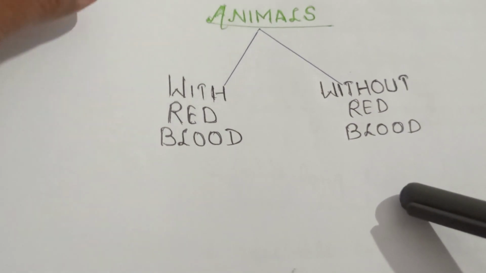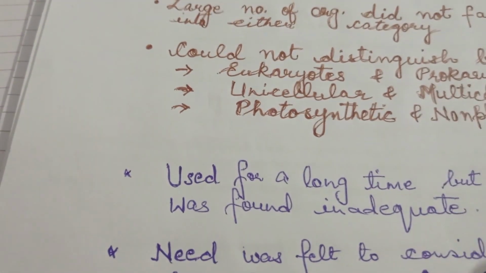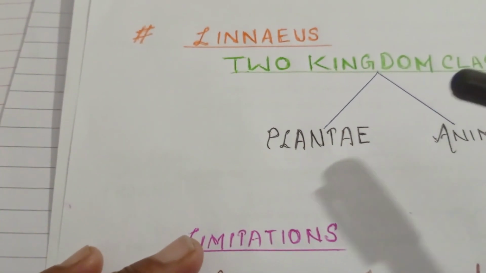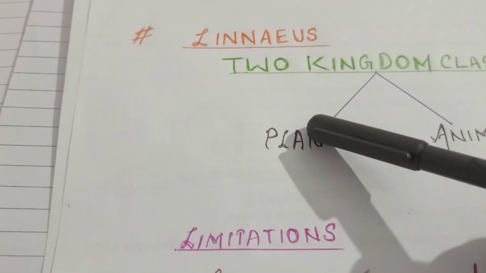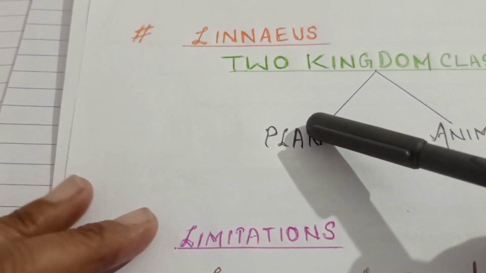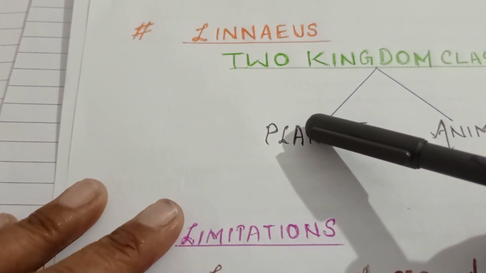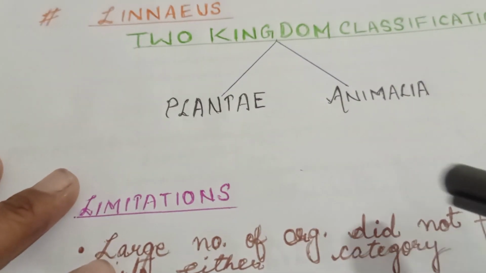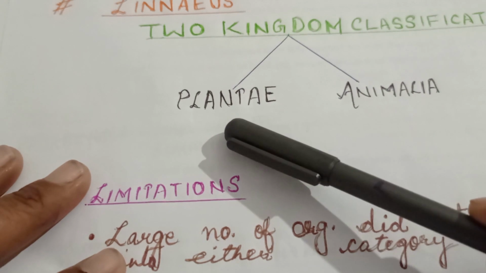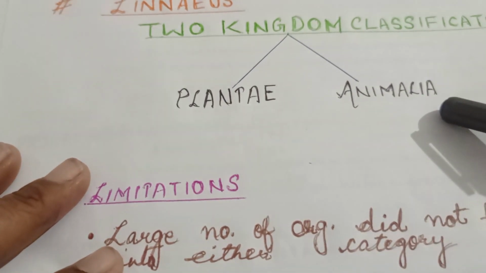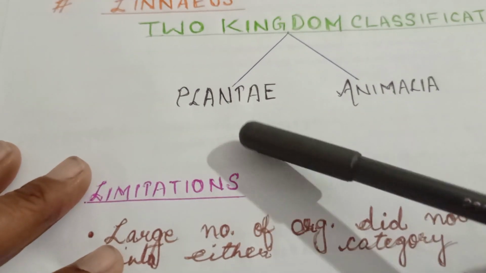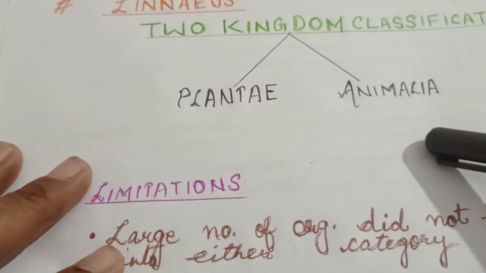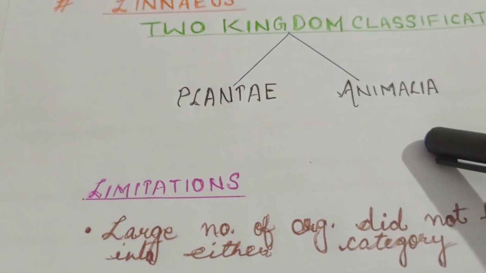Then came Linnaeus's time. Carl Linnaeus, you all know him, gave the two kingdom classification, in which he grouped all the living organisms into two groups, Plantae and Animalia. Broadly, Plantae contained all the plants and Animalia contained all the animals.